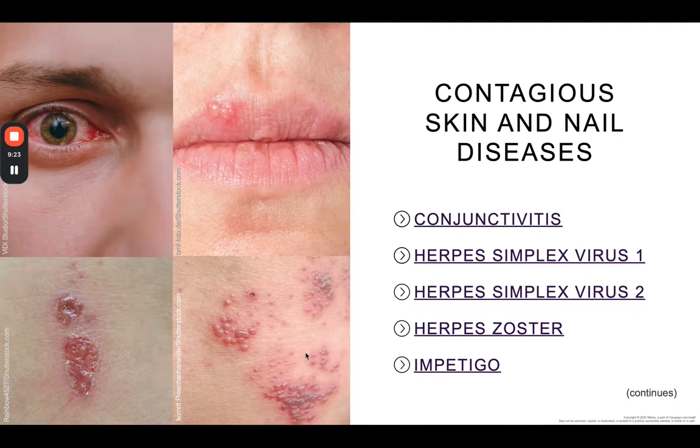And then we have impetigo, which is this bottom right photo. Sorry, that's not right. Let me see. I think the picture of impetigo may be on my next slide.